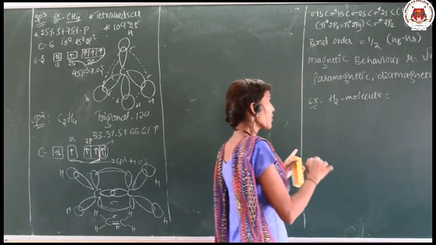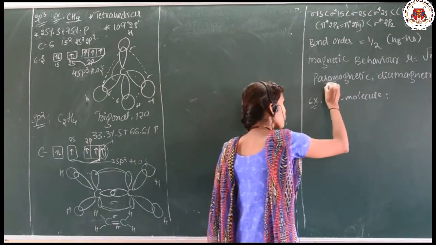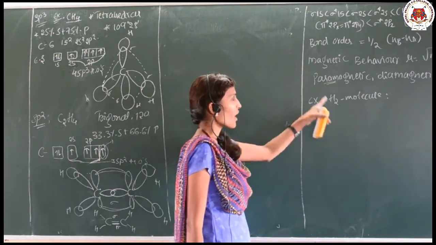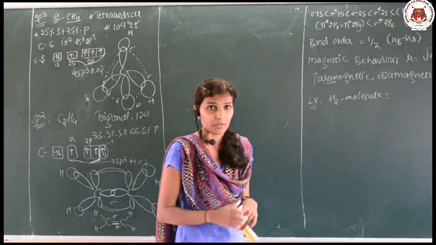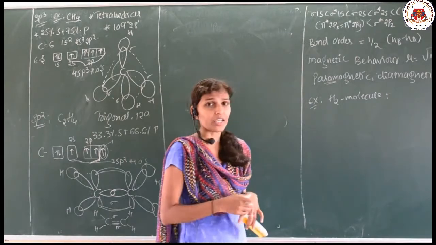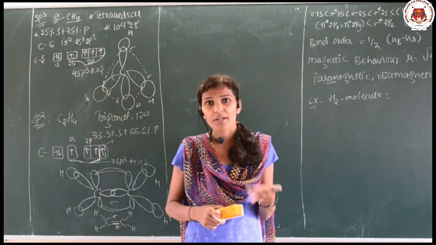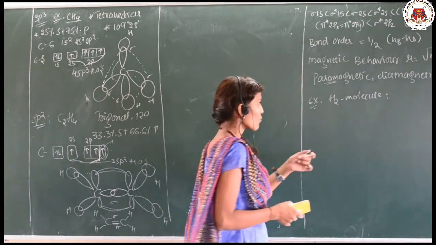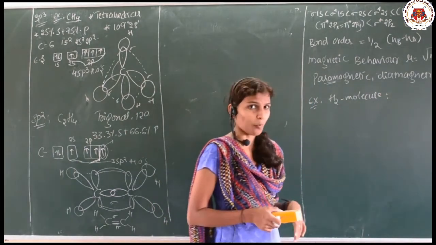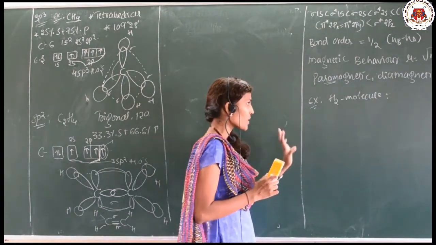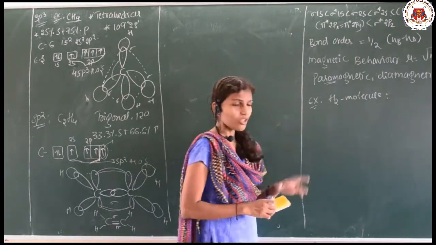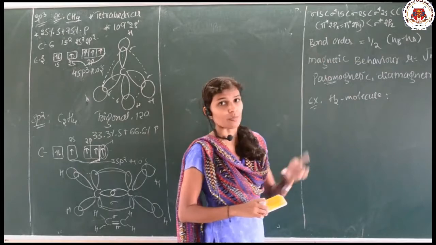If there is a presence of unpaired electrons, the substance will be attracted towards the magnetic field. That property is nothing but magnetic behavior. If there are no unpaired electrons, it will not be attracted towards the magnetic field. That is what we call a diamagnetic property. Okay. So, let me tell you one example of how to write the molecular orbital configuration.